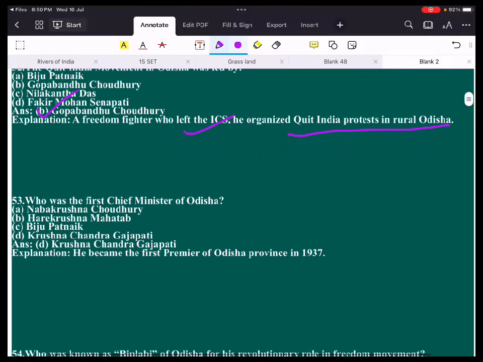Who was the first chief minister of Odisha? Krishna Chandra Gajapati. He became the first premier of Odisha province in 1937.